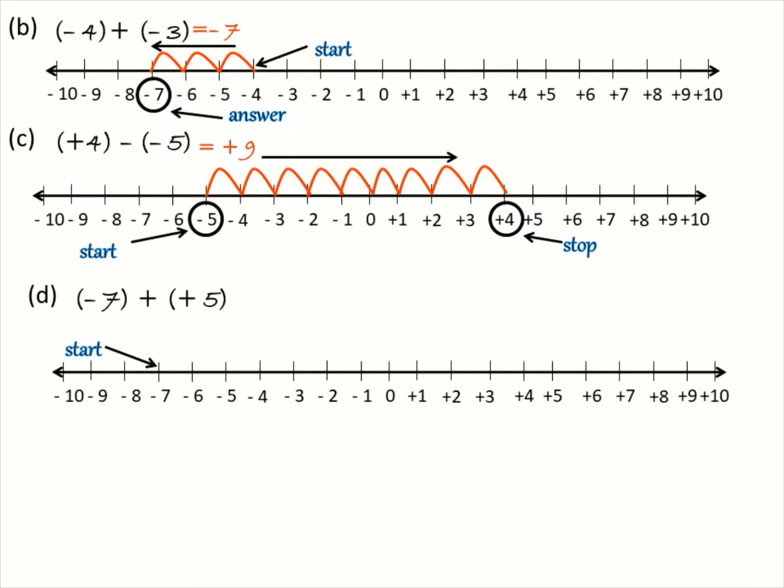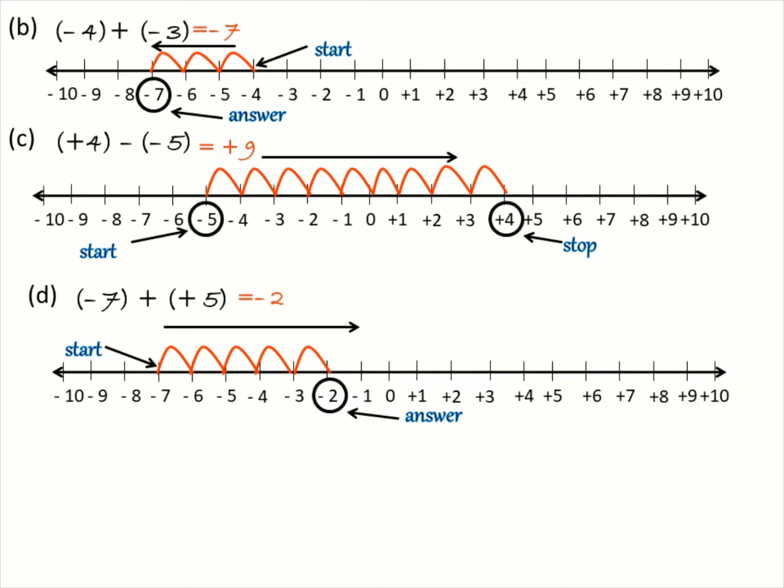And then if we are starting at -7, then the positive on 5, it is telling us the direction we are moving to. We are moving to the positive direction. How many steps? 5 steps. 1, 2, 3, 4, 5. So where are we ending? At -2. That becomes the answer.